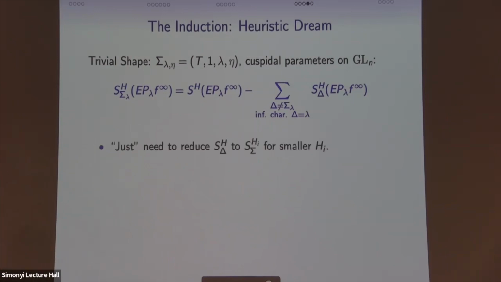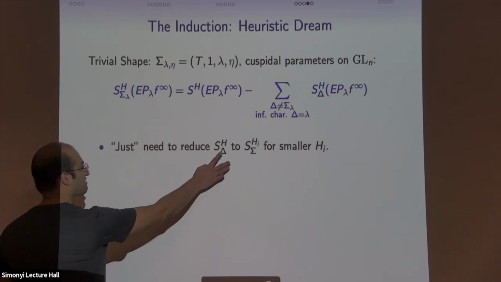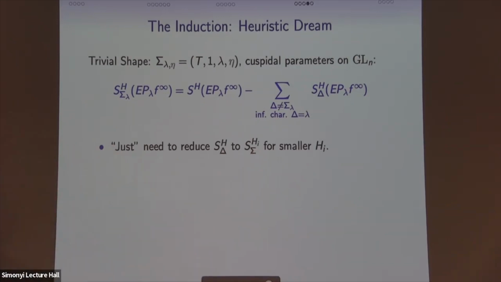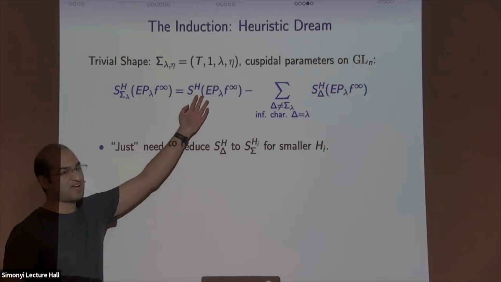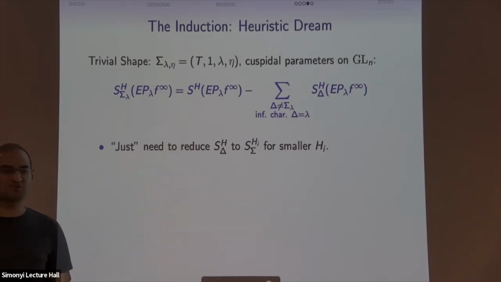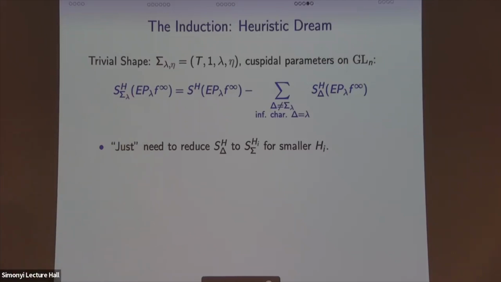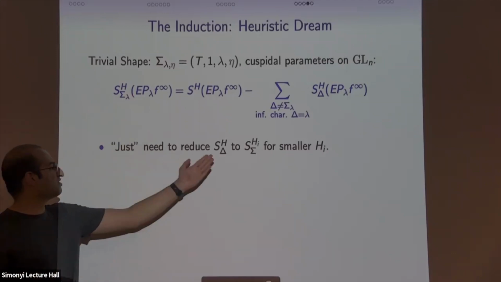Then the next part is we need to reduce the terms for other shapes to terms for the trivial shape on smaller groups. If we can do that, then we can build up everything in terms of this SH. We're allowed to freely switch between the SH and the IH. Shin-Templier tells us how to bound the IH, and then we can bound S of everything.